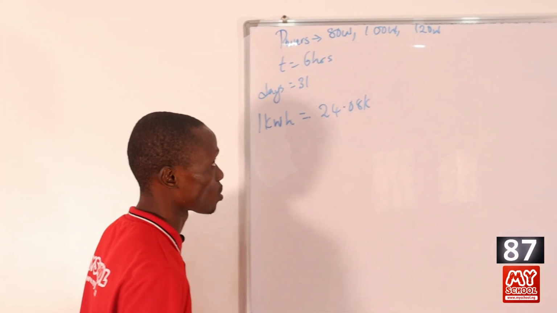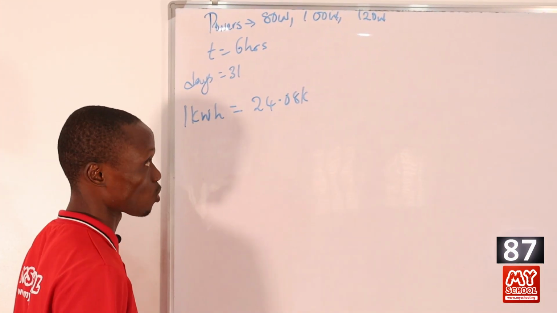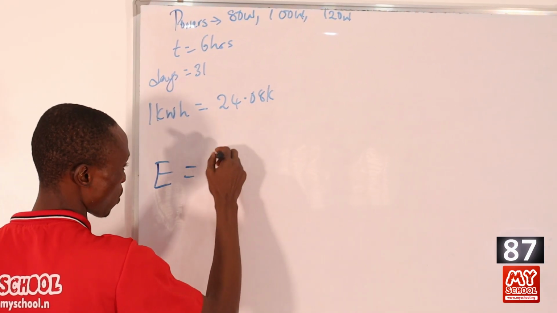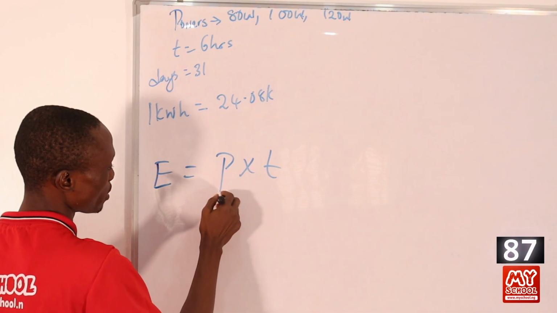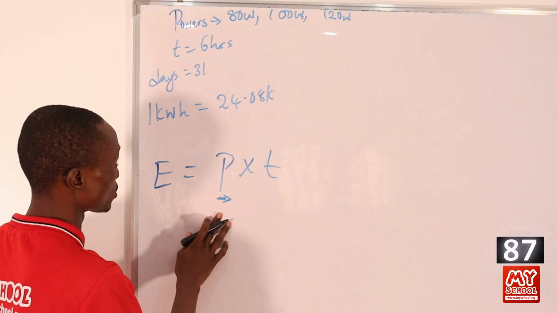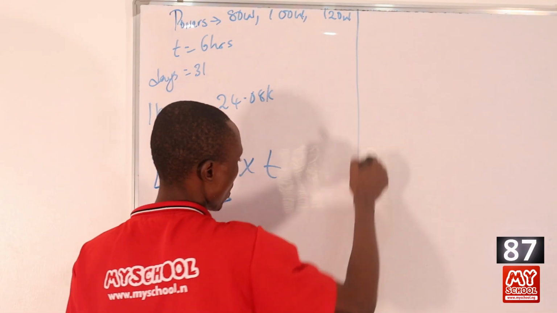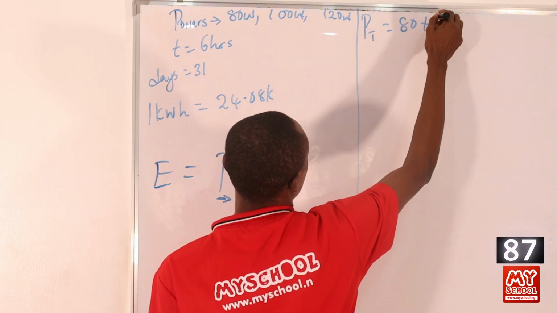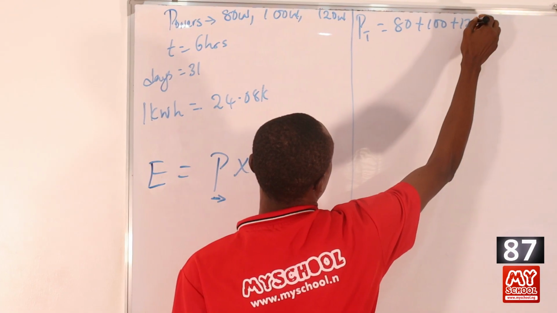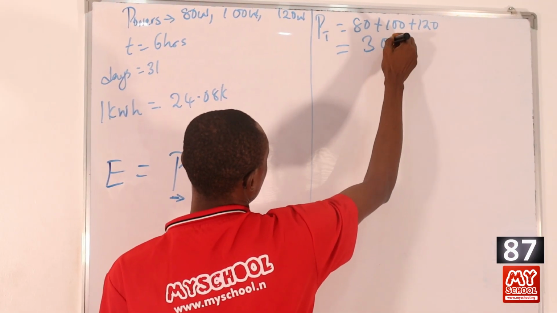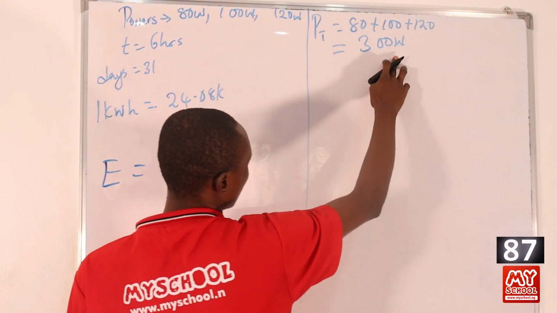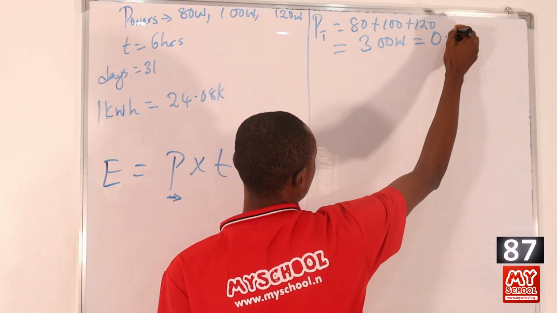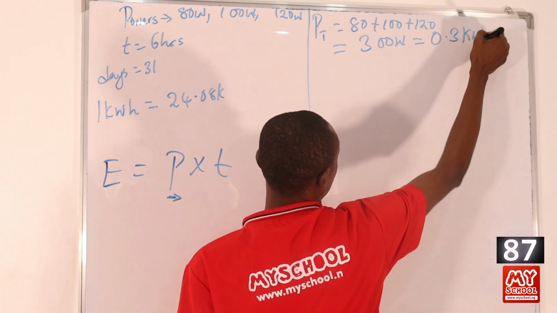This question is under calculation for energy consumption. Remember that energy consumption E is equal to power times time. Power here must be in kilowatts. First of all, let's get the total power. For the three appliances, total power will be equal to 80 plus 100 plus 120, and this will be equal to 300 watts. If we convert this to kilowatts, we divide by 1000, and this will be equal to 0.3 kilowatt.